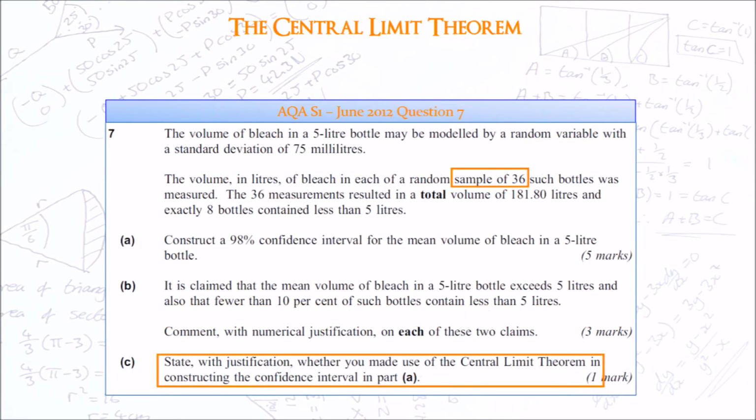On the second example here, part C again, state with justification whether you made use of the central limit theorem in constructing the confidence interval in part A. Now, if we have a look here, it does not mention any reference to it being normally distributed. And our sample size is 36, which meets the criteria of being larger than 30. So based on this, we did need the central limit theorem, because we don't know what the original distribution was. The parent population distribution was unknown. So the central limit theorem was used.